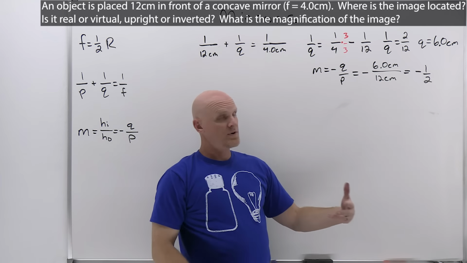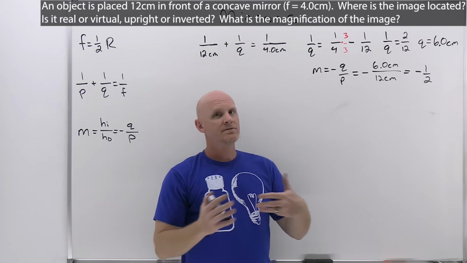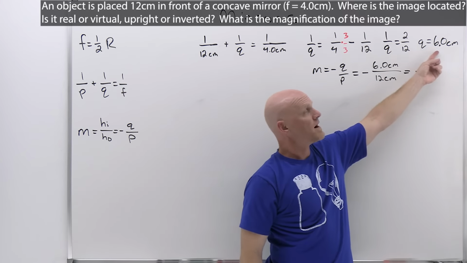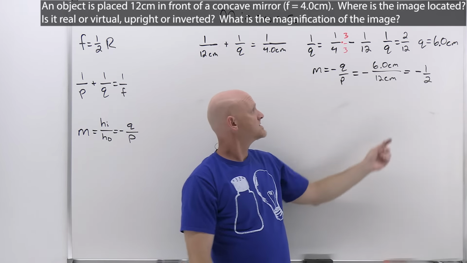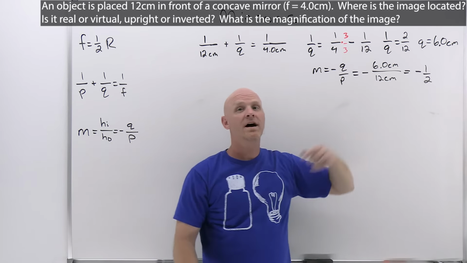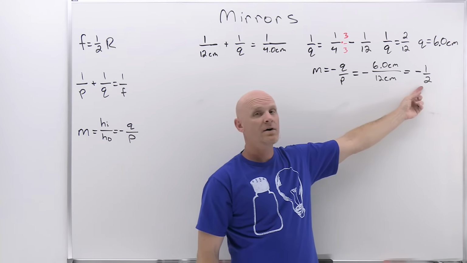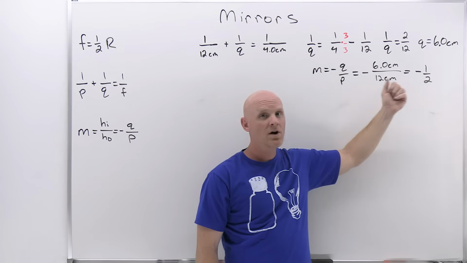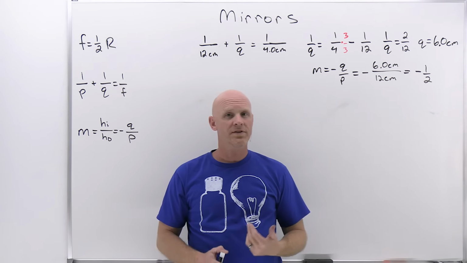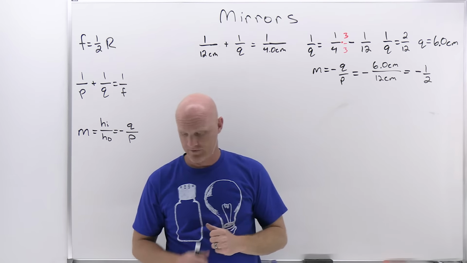All right, so if we didn't already realize that this is a real inverted image, we'd now know this. Because Q is a positive number, that's a real image. Because magnification is a negative number, that's an inverted image. The fact that the absolute value is less than 1 also tells me that the image is smaller than the object, had it been asked.